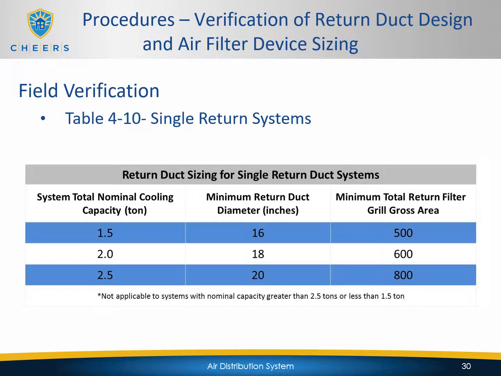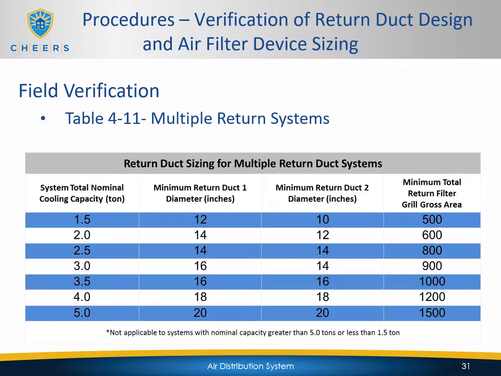And this is Table 4-10. Basically you're going to visually verify that depending on the tonnage of the unit, if this is a single return duct system, the return ducts meet those particular sizes and the return filter grille gross areas meet those particular sizes as well. For multiple return systems, this is the other table, except that now with multiple returns you can go up to 5 tons, and now you obviously have 2 returns and 1 overall return filter grille gross area. And these are just visual verifications. You're just measuring the sizes and comparing them to the tonnage of the system to make sure it complies.